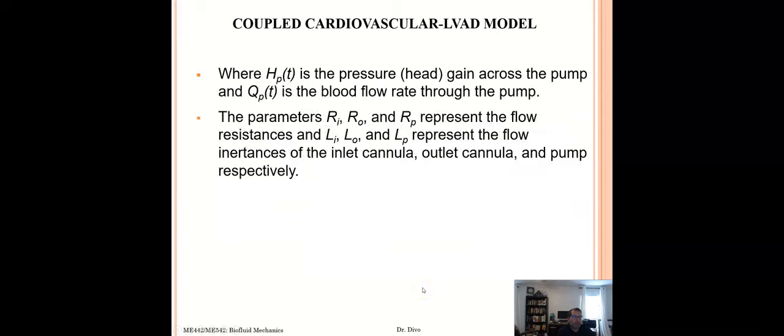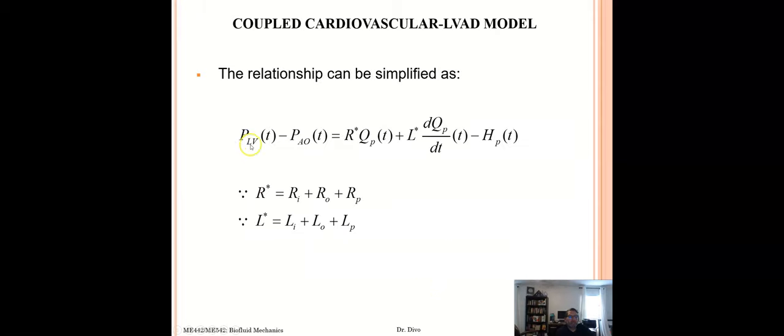So as we go into the formulation, we'll see that the new equation is that the pressure drop between the left ventricle and the aorta through the upper branch, the LVAD branch, will be some R star times QP plus L star times dQ/dt, minus the head gain through the pump itself, where R star and L star are basically the sum of the resistors and the inductors respectively. So it's a pretty easy additional formula.